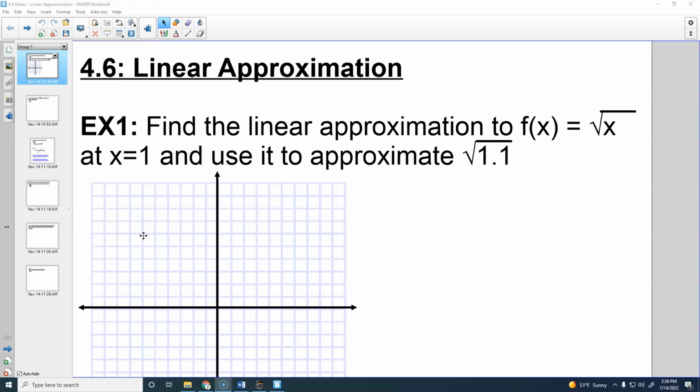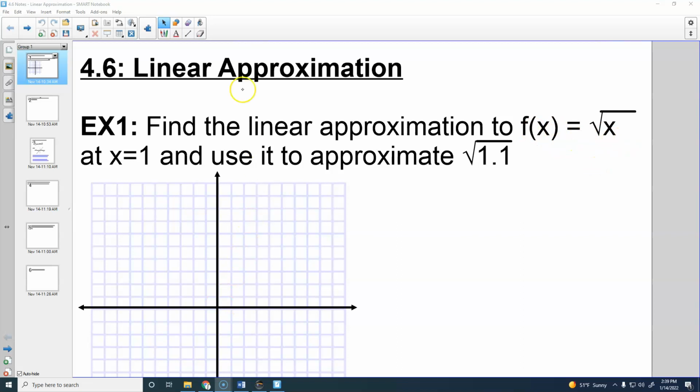But there was a time not very long ago, actually, in the grand scheme of human history, when no one could do that. So linear approximation is something that can be used to approximate values. So find the linear approximation to f of x equals square root of x at x equals 1. Use it to approximate the square root of 1.1.